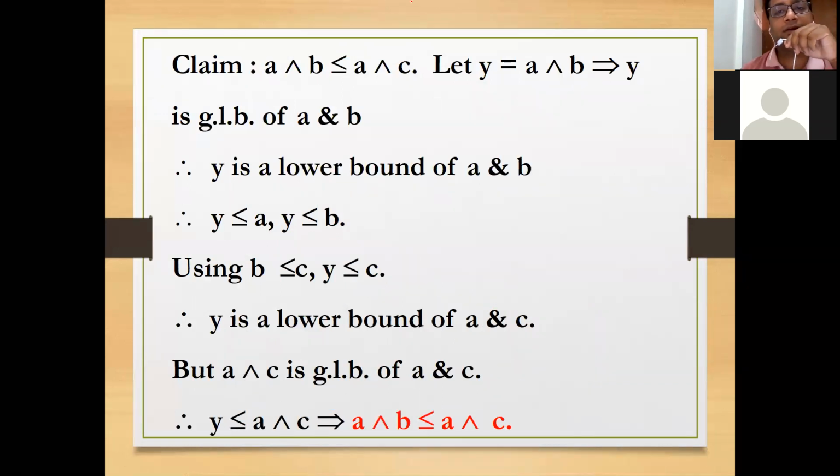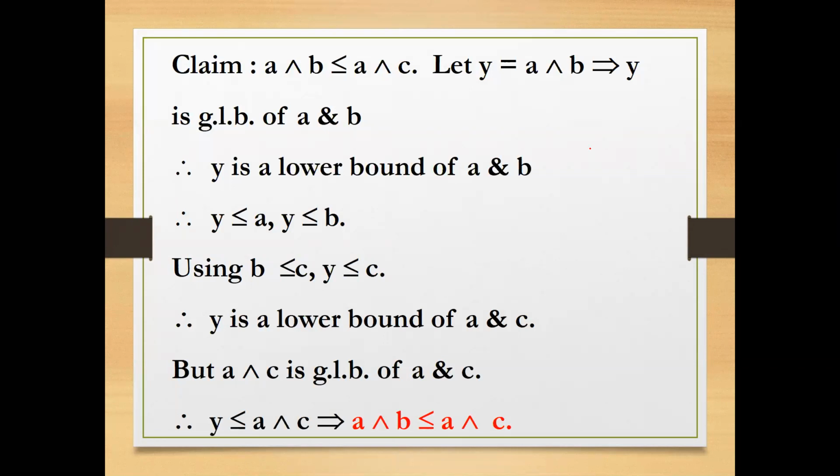Now for the second part, we have claimed that a meet b is less than or equal to a meet c. For the proof of this part, we shall now suppose from the right hand side, a meet b is equal to y. Now if a meet b is equal to y, that means you can say y is the greatest lower bound of a and b. And if y is the greatest lower bound, then firstly it is a lower bound. y is a lower bound of a and b.